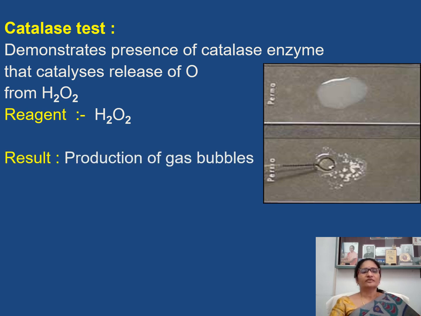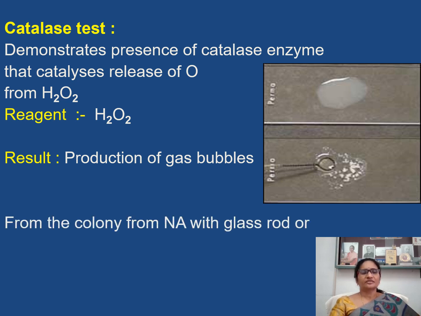Then how to perform this test in the laboratory? First we have to take hydrogen peroxide on a glass slide, and then we have to identify a particular organism. Take the colony with the help of a glass rod or platinum loop. Mix the colony in hydrogen peroxide. Immediately you can see the bubbles, production of gas bubbles.